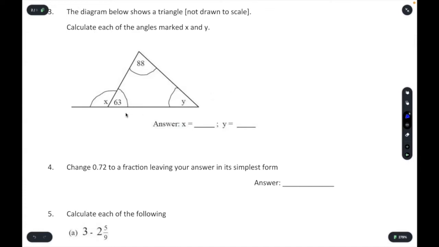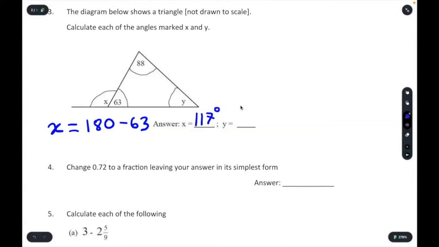Let's do X first. We can see that X add 63 makes 180. They add up to the straight line angle. So therefore, X must equal 180 take away 63. Now, if this was 180 take away 60, then X would have been 120. But we're actually taking away 63, which is 3 more. So instead of X being 120, X will be 117 degrees. And don't forget to write the degree sign because that's the unit in this case.